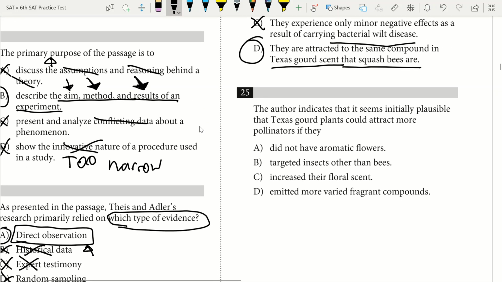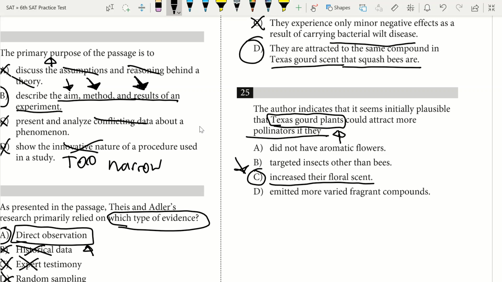25. The author indicates that it seems initially plausible that Texas gourd plants could attract more pollinators if they what? Well, that's going to be increasing their floral scent, right? 25 there, answer is going to have to be C. So how did I know that so quickly? Well, in the beginning we talk about how we're confused as to why Texas gourd plants don't just increase their floral scent if we know that attracts pollinators, because if we attract more pollinators, we're going to get more Texas gourd plants, which feeds into fitness and how plants want to reproduce at higher rates if they can. As far as why they can't just increase their floral scent, that's what we go on throughout the passage to talk about. But we have to start by making that claim. Why don't they just increase their floral scent? So that's the answer for 25.